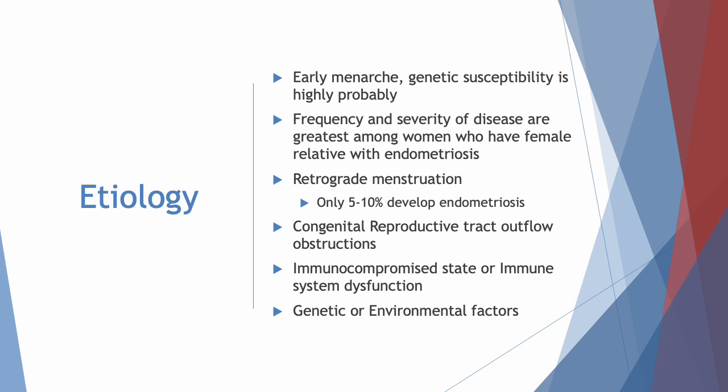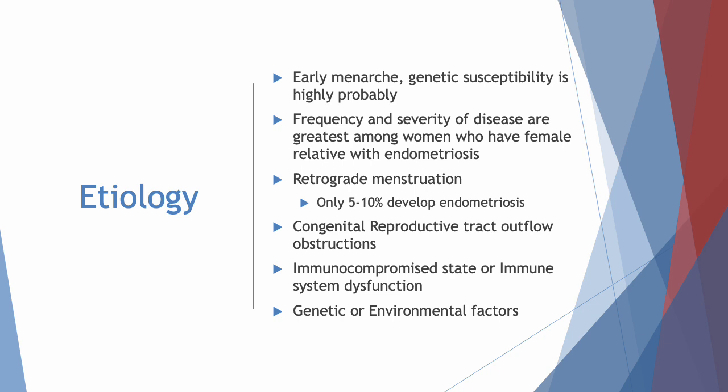One of the theories is retrograde menstruation, where endometrial tissue passes backward through the fallopian tubes and spills into the pelvic cavity. But this isn't necessarily causative for endometriosis, because retrograde menstruation occurs in almost all women who menstruate, but only 5 to 10% develop endometriosis.